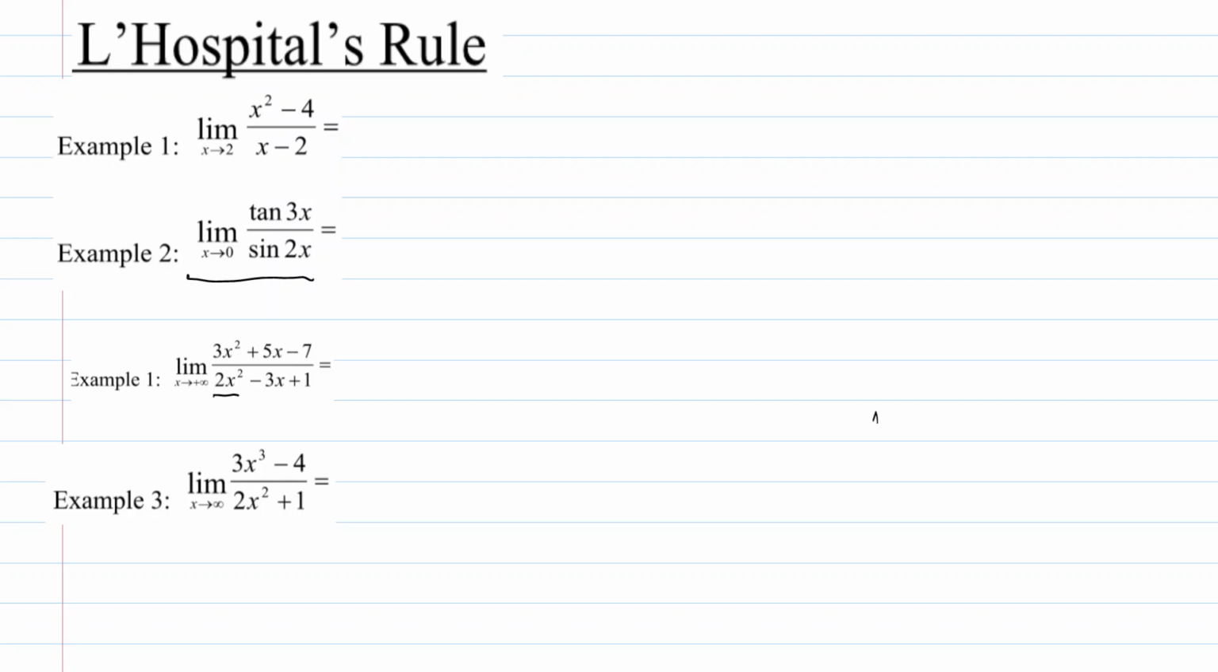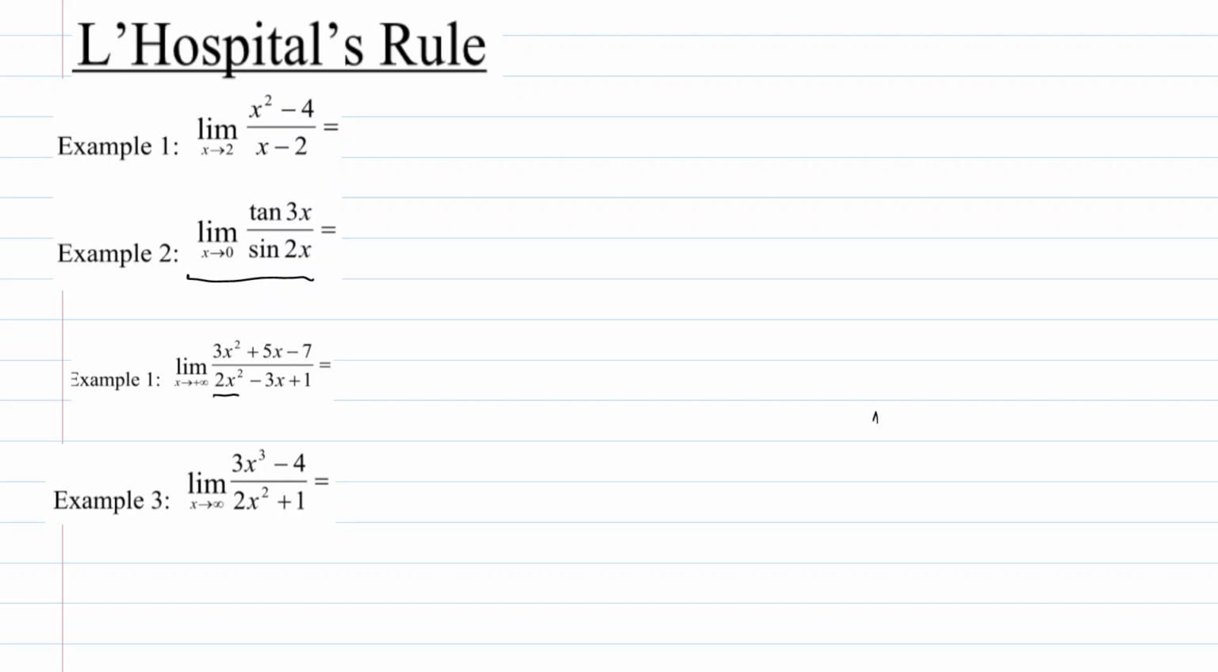So we already have tools to solve some of these, but as you can see with example 2, we don't really have a tool for this yet. Tangent of 0 over sine of 0, both of those go to 0, and we don't know which one goes there faster just by looking at it. So we're going to go through and solve these questions and see how L'Hopital's rule also gets us to the answer we want.